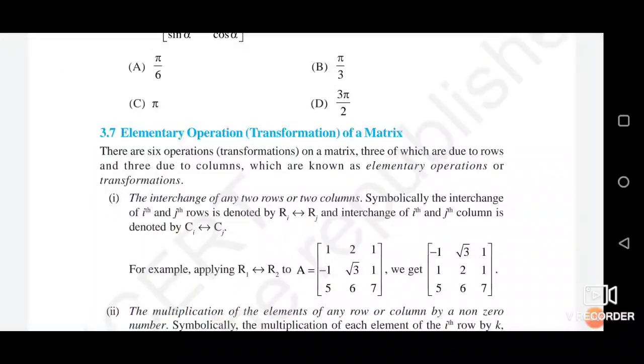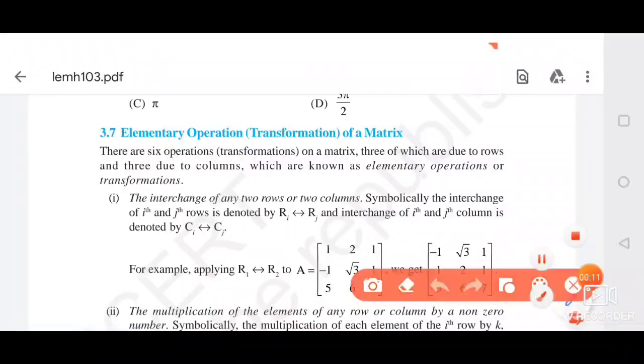Now move to elementary operation or transformation of a matrix. There are 6 operations or transformations on a matrix, 3 of which are due to rows and 3 due to columns, which are known as elementary operations or transformations. So there are 6 transformations we can do in a matrix. 3 are for rows and 3 are for columns.